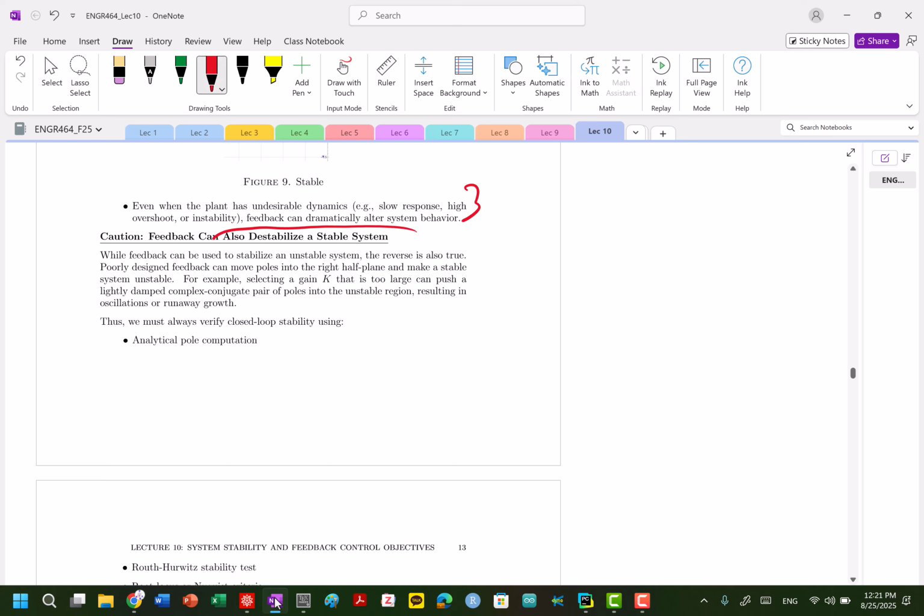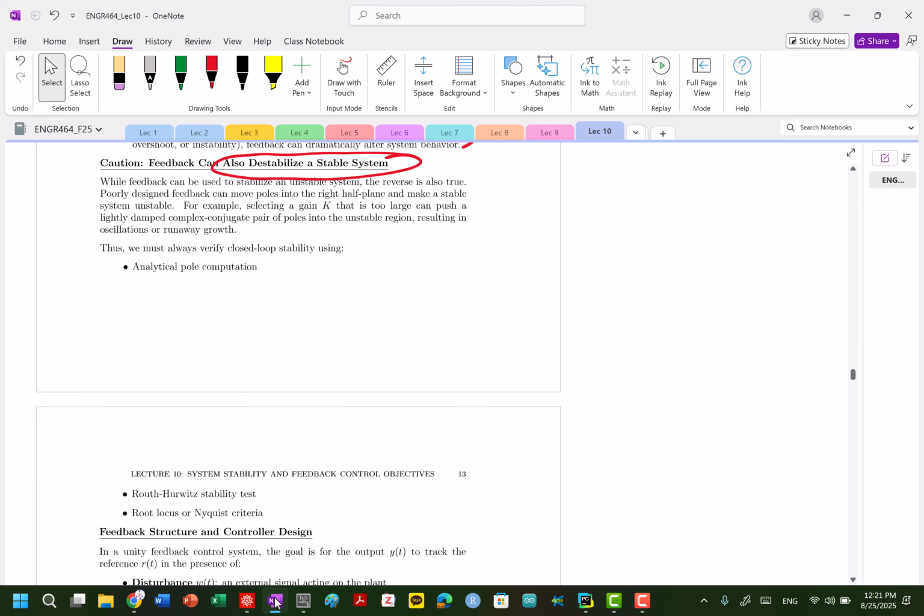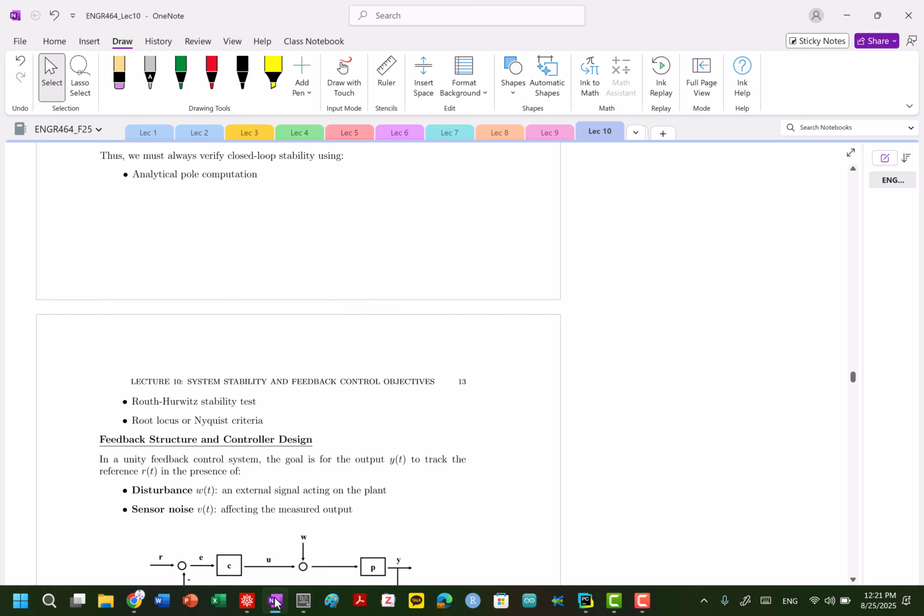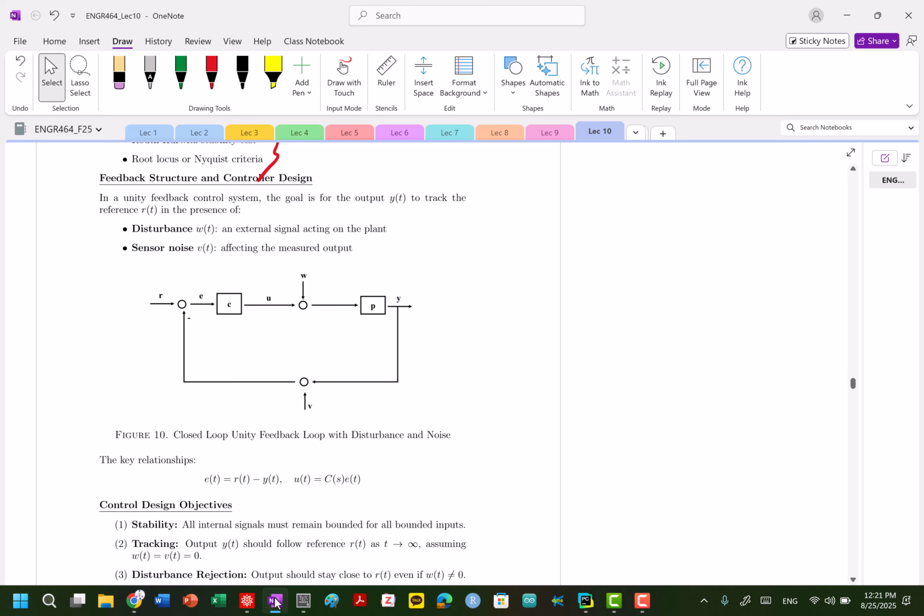You can also destabilize a system. There are certain examples where if you poorly choose, you can push it too far where you're going to change, again, essentially the poles or the shape of that system. So it's really, really important that you verify your stability through these different tests or criteria or conditions. It's also important, again, to think about the whole design of your system, right? Where can there be disturbances? Where can there be noise in the sensors? We kind of talked about this a little bit in lecture 7 as well.